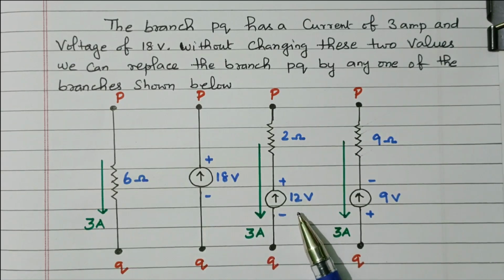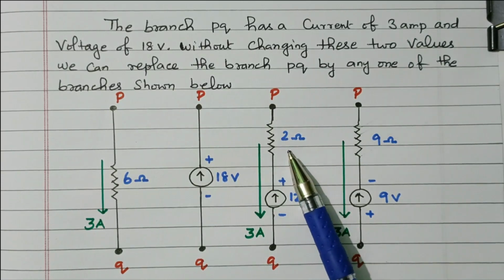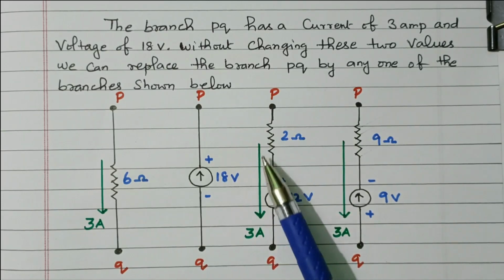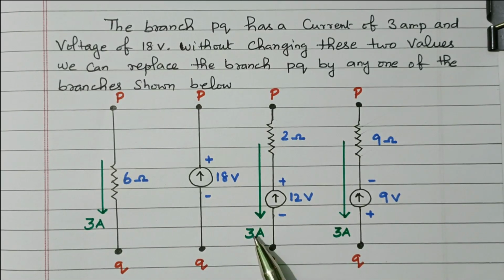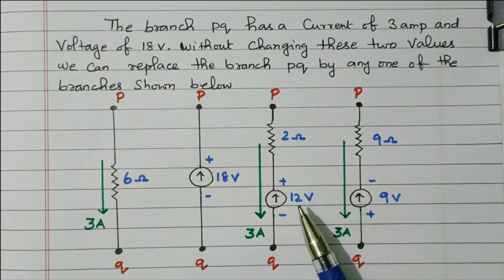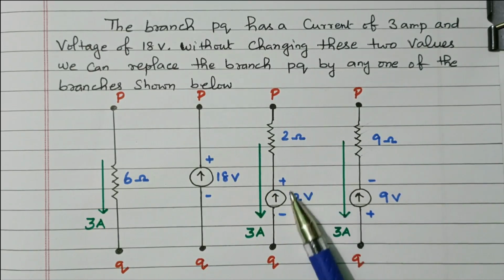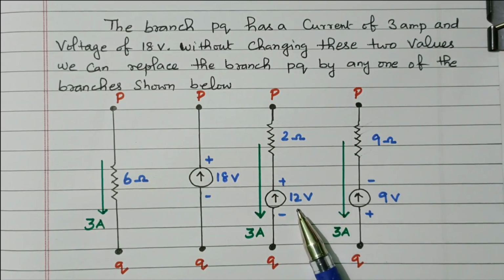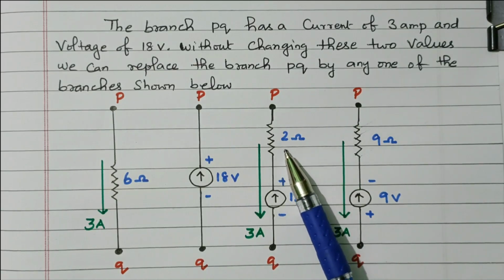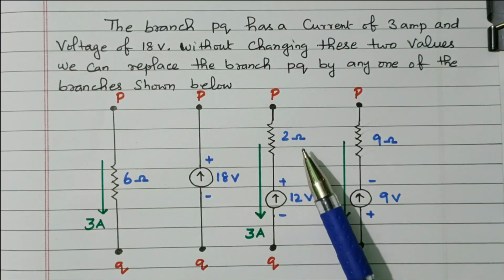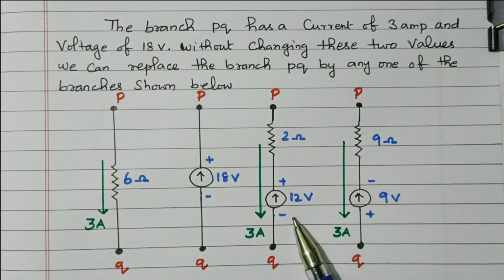Another possibility is we can change it with a 12 volt source in series with one more resistor, 2 ohm. The 3 ampere is flowing. Already the current is maintained at 3 ampere. The voltage drop across this resistor is 3 into 2, 6. So 6 plus 12, 18 volts. So we can maintain the 18 volts. Here the 18 volt source is directly connected. Here the 12 volt source is connected, but we have one 2 ohm resistor available. The voltage drop across the 2 ohm resistor is 2 into 3, 6. So 6 plus 12, totally 18 volts will be there.